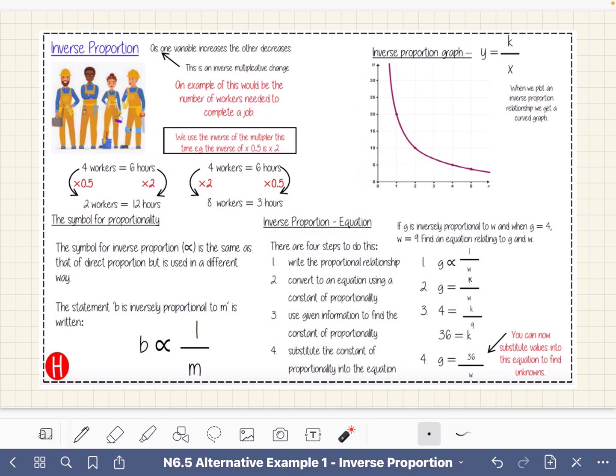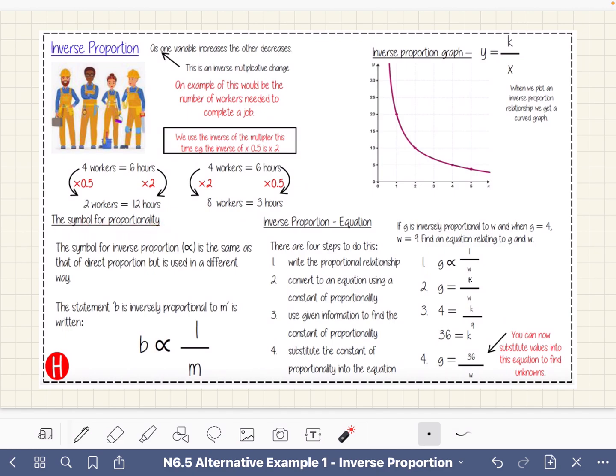A common example we can use to describe inverse proportion would be to think of the number of workers needed to complete a job. If we had 4 workers that took 6 hours to complete a job, it would take 2 workers 12 hours. Where we've halved the number of workers, that would mean it would take double the amount of time. On the other hand, if we had 4 workers who took 6 hours and we doubled the amount of workers to 8 workers, that would mean it would take them half the amount of time. So it would take 8 workers 3 hours.